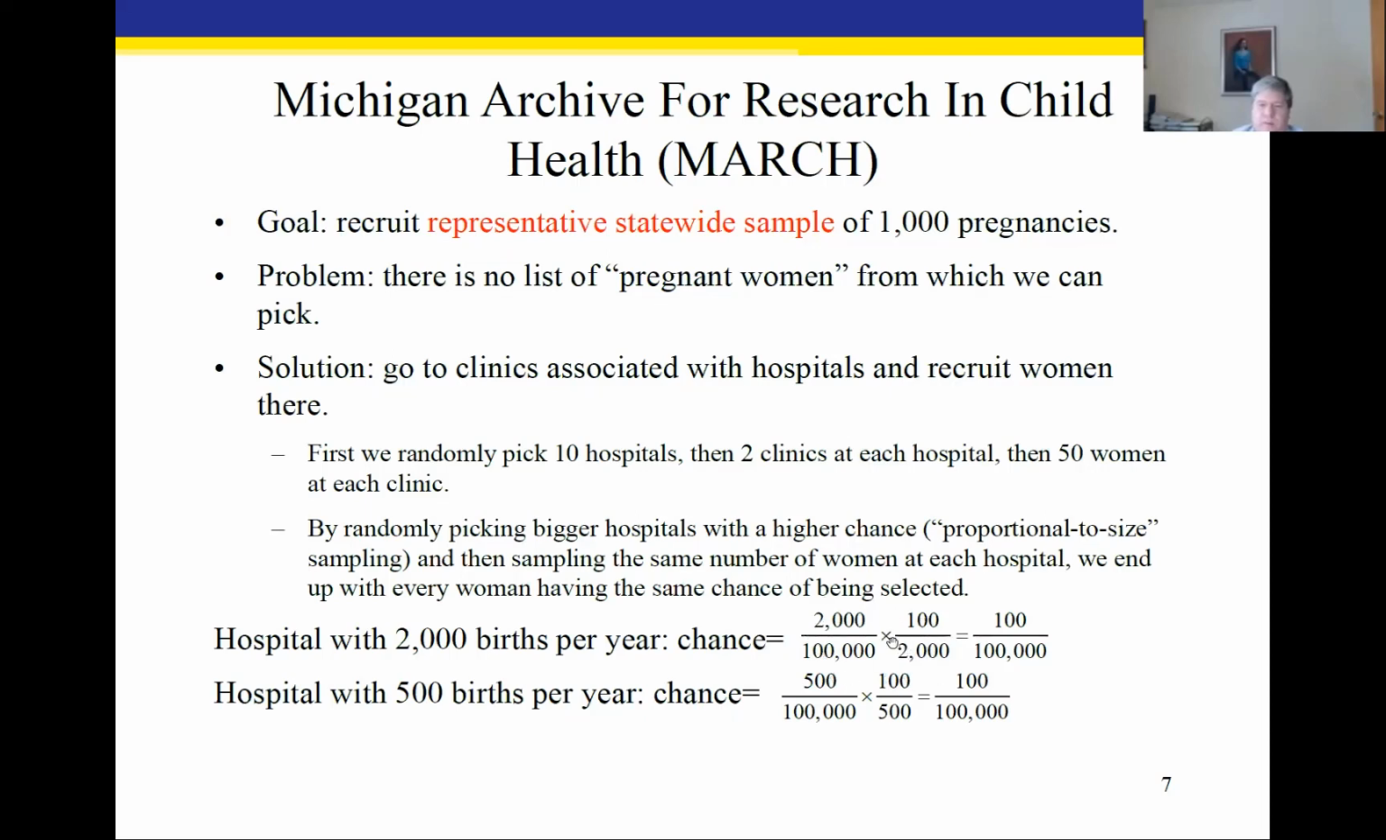We then are going to be sampling 100 women from that hospital out of the 2,000. That ends up with basically 1 woman in 1,000 being selected. And the hospital that has fewer births has a smaller chance of being selected. But because they have fewer births and we're getting the same number, if the hospital is selected, the woman at that hospital has a bigger chance of being selected. These things actually kind of cancel out. So everybody, whether they're at a bigger hospital or a smaller hospital, has the same chance of being selected. And that's the logic that we've used here for our sample design.